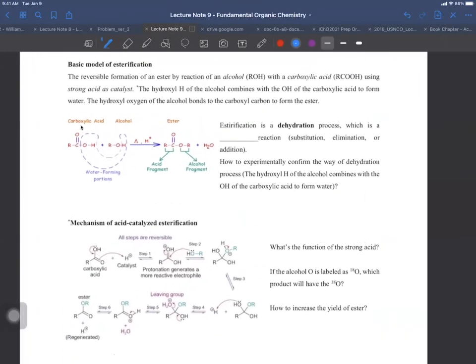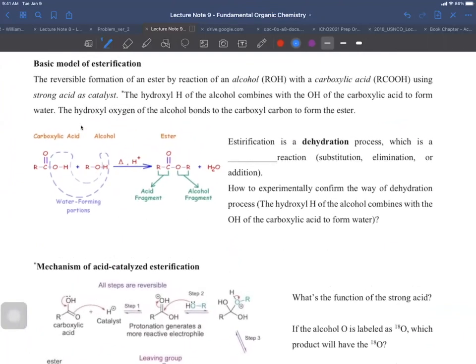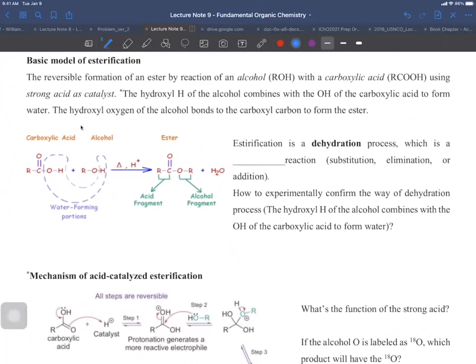And then we are going to talk about the reaction of the esterification. So the esterification is the formation of an ester. It's reacted by an alcohol, ROH, with a carboxylic acid, RCOOH. These two are not necessarily the same. And the reaction is catalyzed by a strong acid.